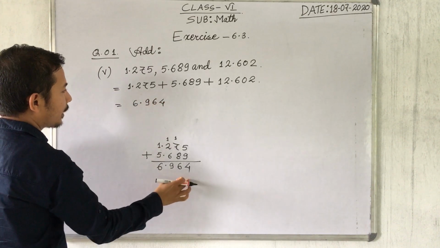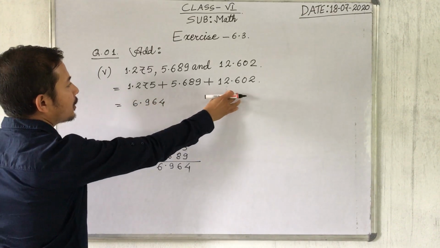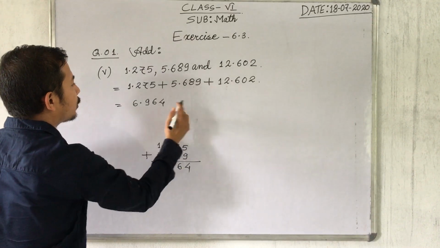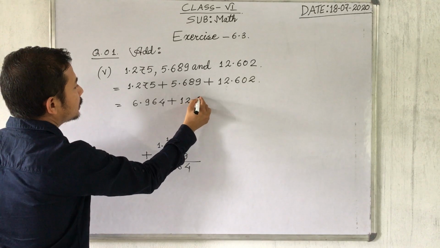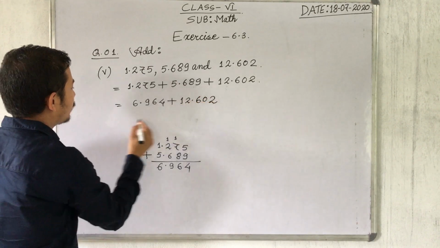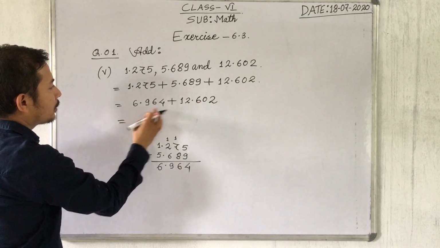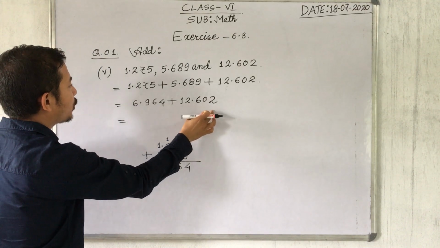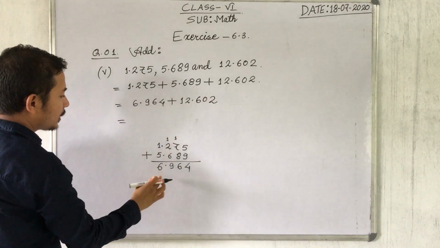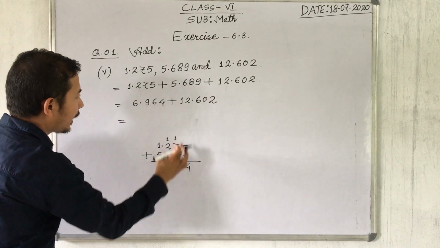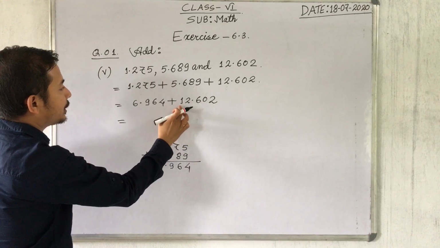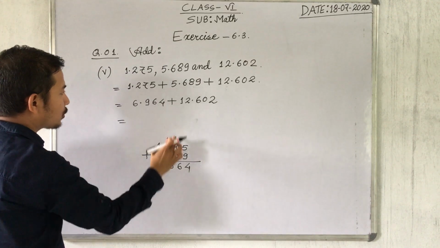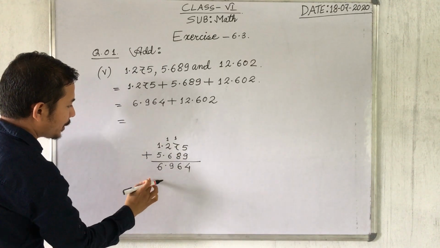6.964. This one, and what is left here? Plus 12.602. Understood? Now we are going to add this 12.602 with 6.964. There is 6.964, and in 12.602 there are 2 digits in front of the decimal point. So we have to write this 12 in front of the decimal point here.